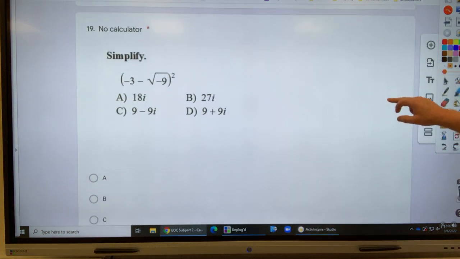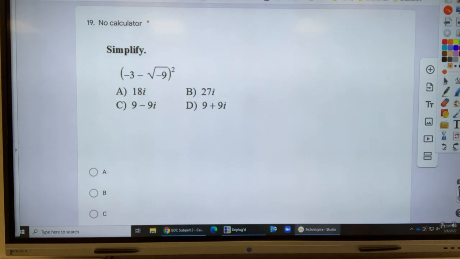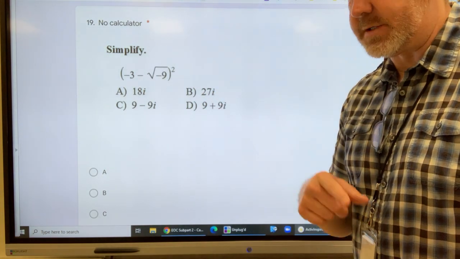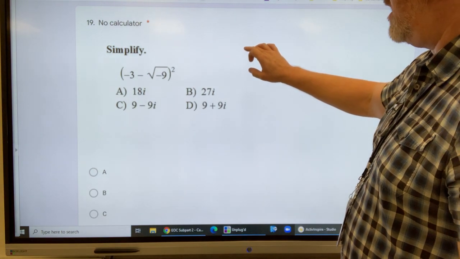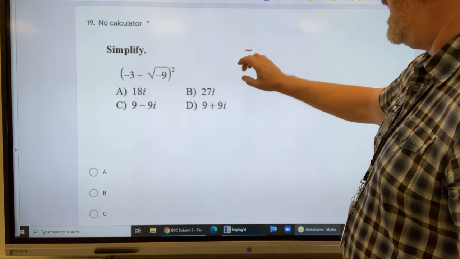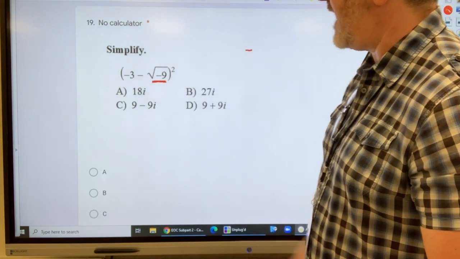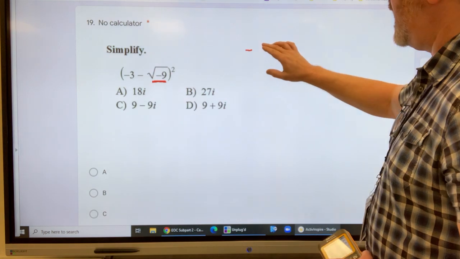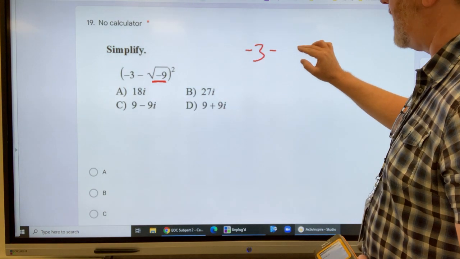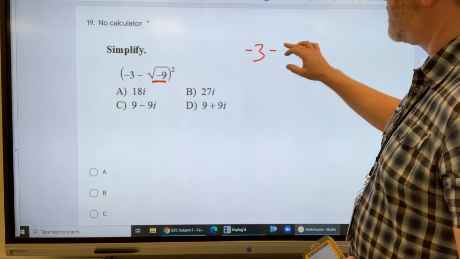And this one says no calculator, even though it's in the middle of the calculator section. I didn't create these flip charts; I created the next ones that we're going to do. I found this one to be a little bit tricky. I went ahead and calculated that without squaring anything yet. Let's go ahead and calculate that. So the square root of negative 9 is 3i.